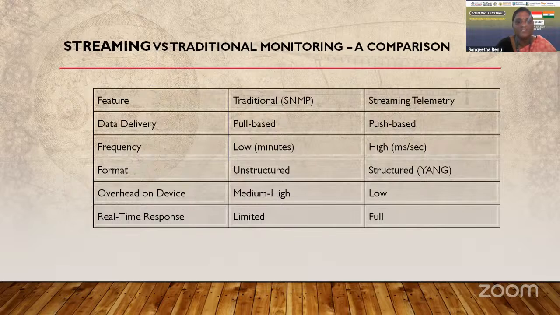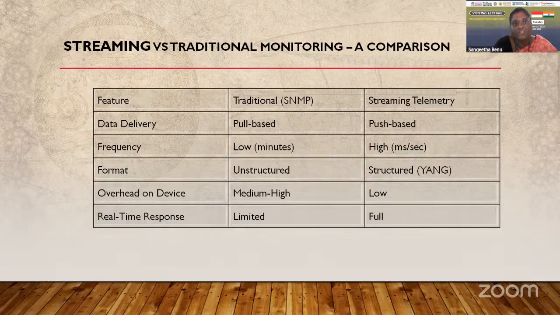Streaming versus traditional monitoring, a comparison. Traditional SNMP, Simple Network Management Protocol, works on a pull model, where monitoring tools periodically request data from devices. Streaming telemetry works on a push model, where devices continuously stream data to collectors. SNMP pulls every 1 to 15 minutes, making it hard to detect fast network changes.